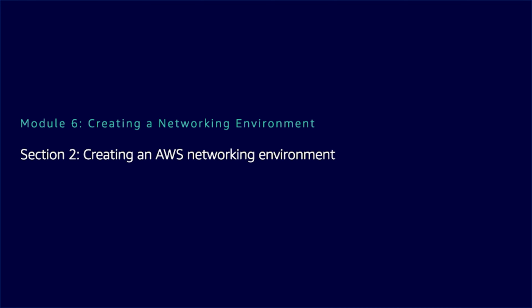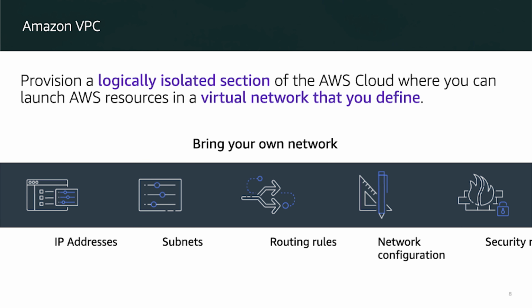Amazon VPC provides a logically isolated section of the AWS cloud where you can launch AWS resources in a virtual network that you define. Amazon VPC gives you control over your virtual networking resources. You can select your own IP address range, create subnets, and configure route tables and network gateways. You can use both IPv4 and IPv6 in your VPC for securing access to resources and applications. You can also customize the network configuration for your VPC.